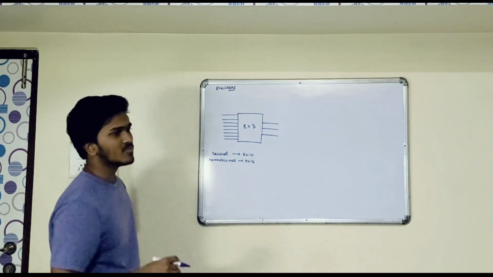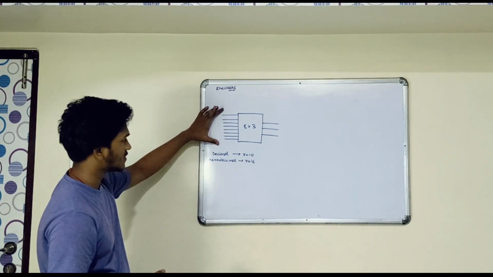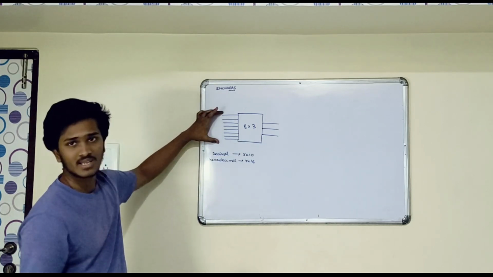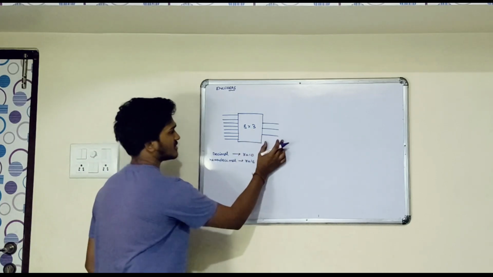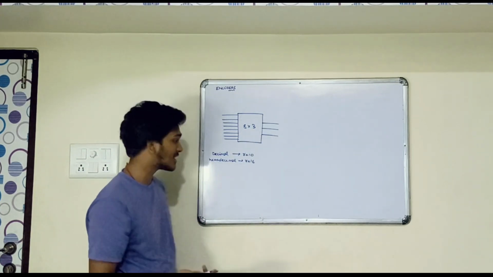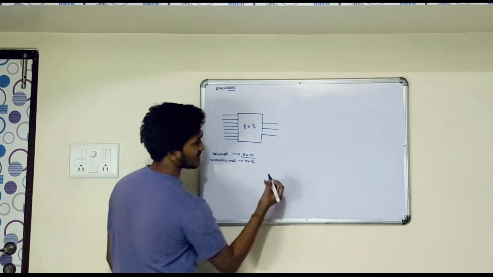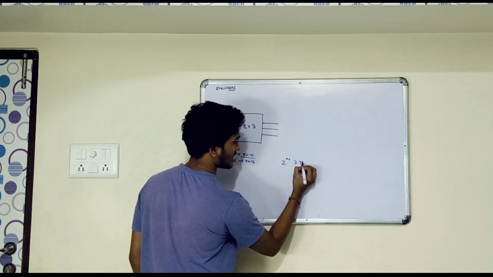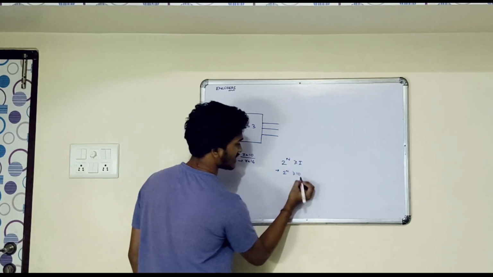Whatever number system you have in the input, the radix of that number system is going to be the number of input lines in the encoder. And for the output lines, how exactly will you calculate for a decimal number system? Using the formula, obviously. 2 to the power n should be greater than or equal to I, which means 2 to the power n should be greater than or equal to 10.